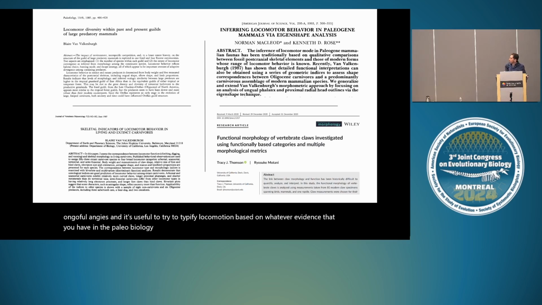Blair Valkenburg was probably the person who really made this an area of study. She basically showed that you can find locomotor signal in the shapes of these bones. This was followed in 1993 by the McLeod and Rose study, where they looked at the overall shape of the bones and said, yes, the shape of these bones does roughly correspond to these locomotor groups. They looked at 5 locomotor guilds. And then there's been a series of other papers since then.